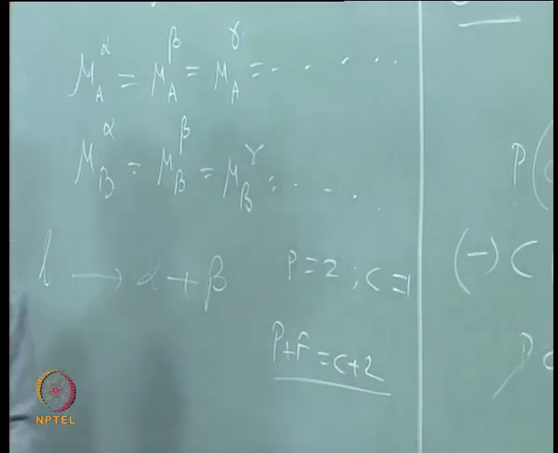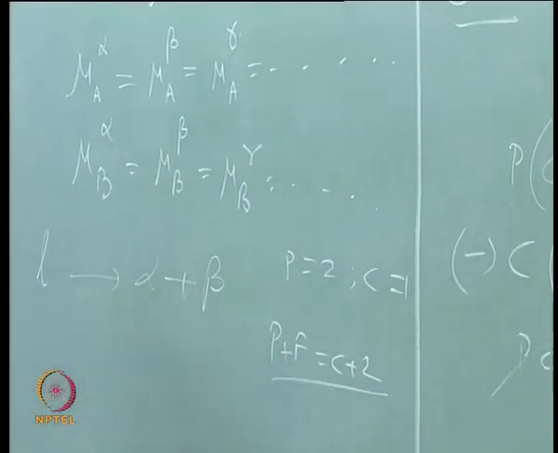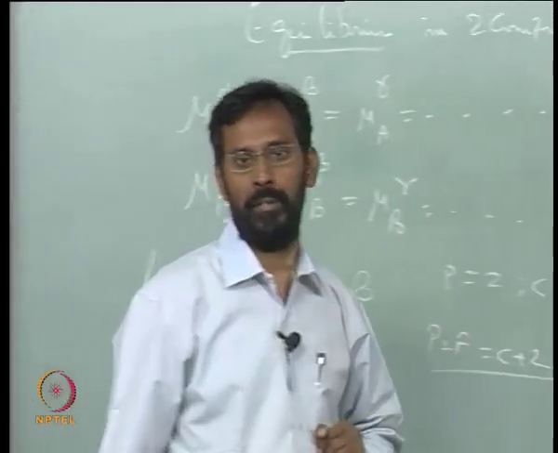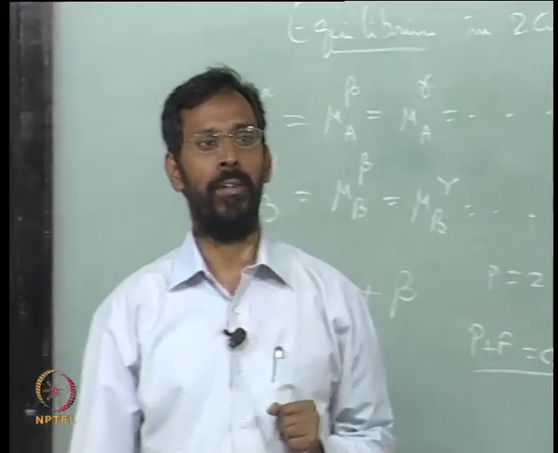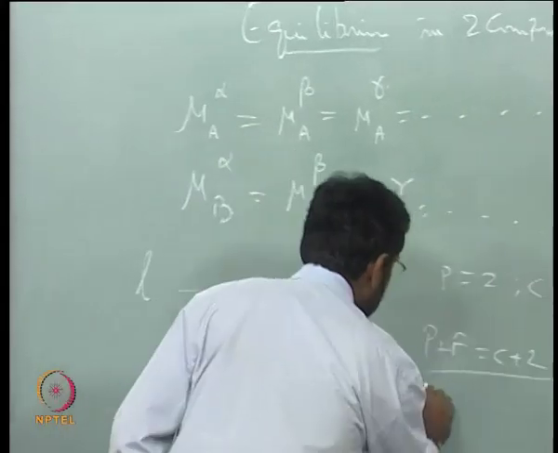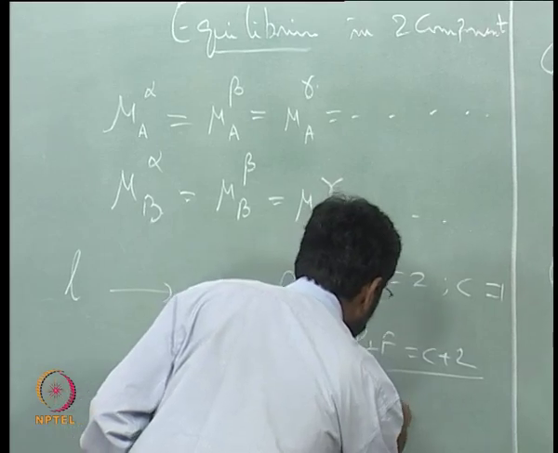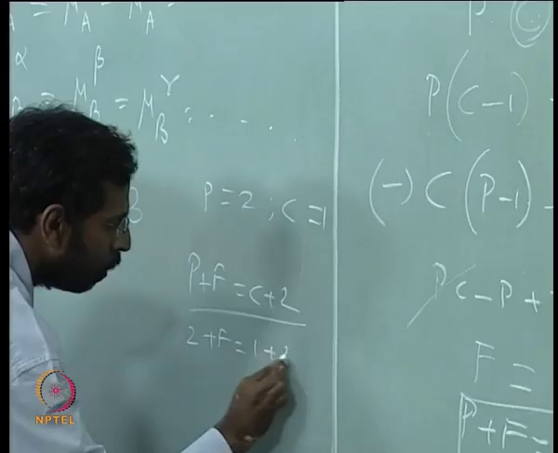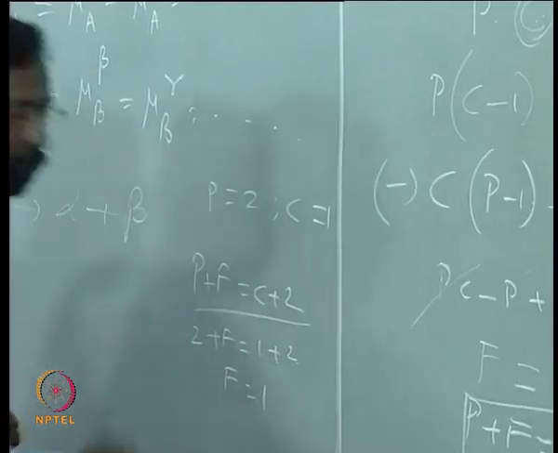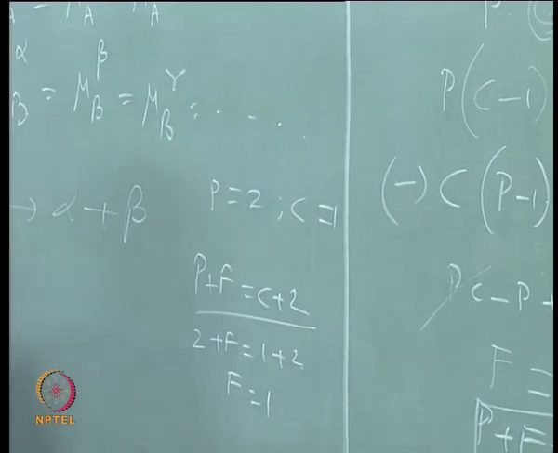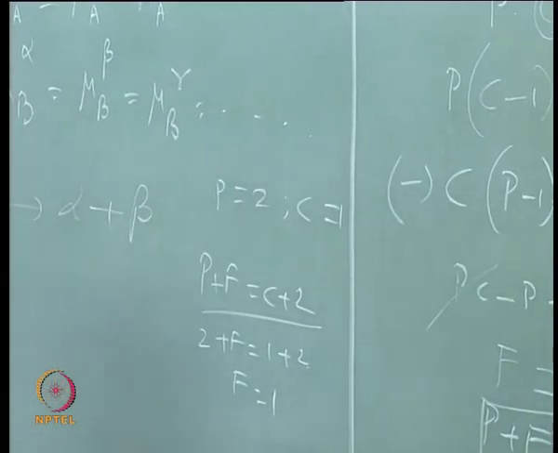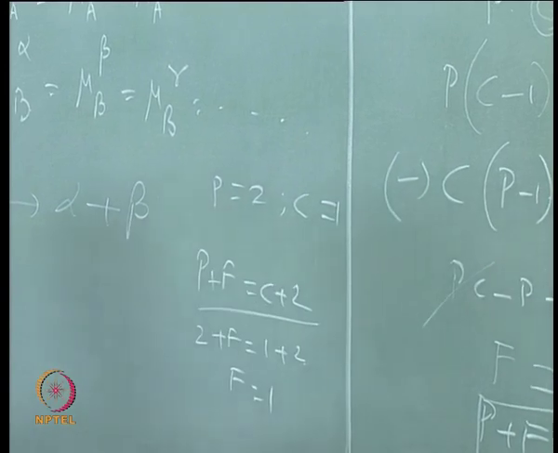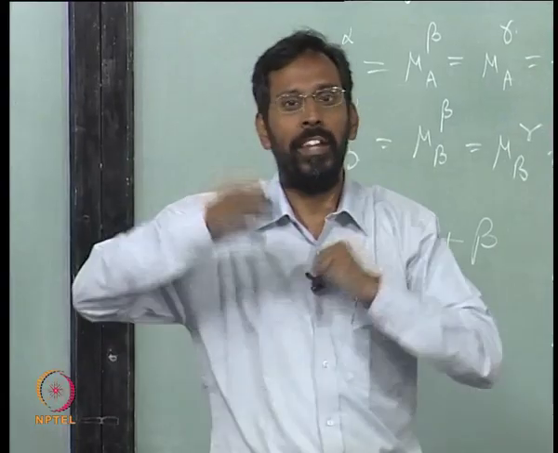You put that into this, and what happens? F equals 1. So there is 1 degree of freedom for the system, because if I put P equal to 2 and C equal to 1, 2 plus F equals 1 plus 2, so F equals 1. That means if I fix that particular degree of freedom, then everything else gets fixed.